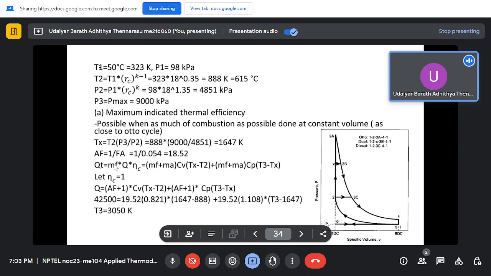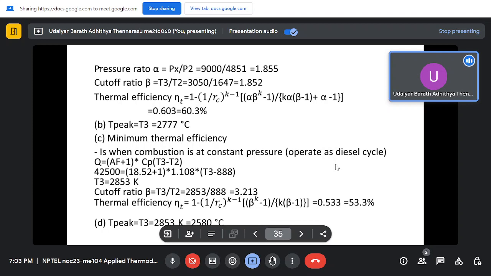We divide both sides by the mass of fuel, so we get everything in terms of the air-fuel ratio. In this case we know the calorific value is 42,500 for diesel, and we substitute the air-fuel ratio. We know Cv, Cp, Tx and T2, which we already calculated. We can find the temperature at state 3, which becomes 3050 Kelvin.